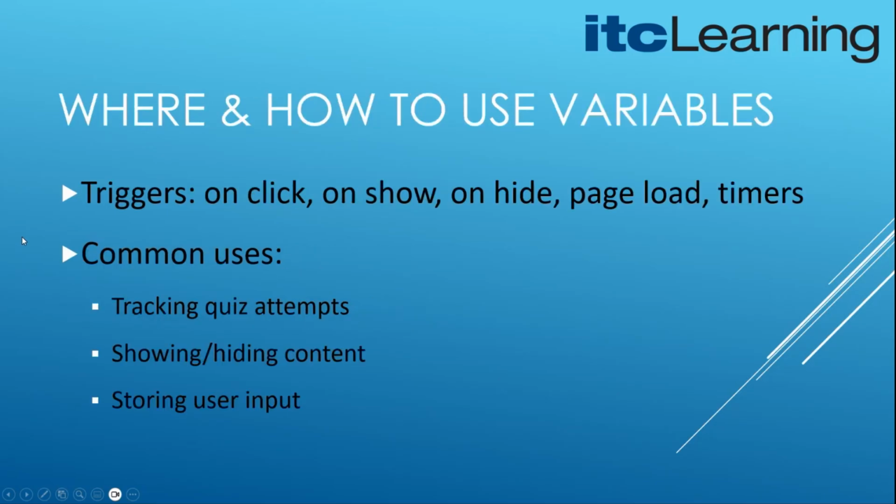Okay. So where and how to use variables. I'll start jumping into Lectora and show you some of these in a minute, but basically anything the user can do in a course can interact with a variable in some way. So you've got your actions and triggers in Lectora, so things can happen when someone clicks on something, when something appears on the screen, so on click, on show. You can have something happen when something hides. So if you've run an action to hide an object, you can trigger a variable based on that.